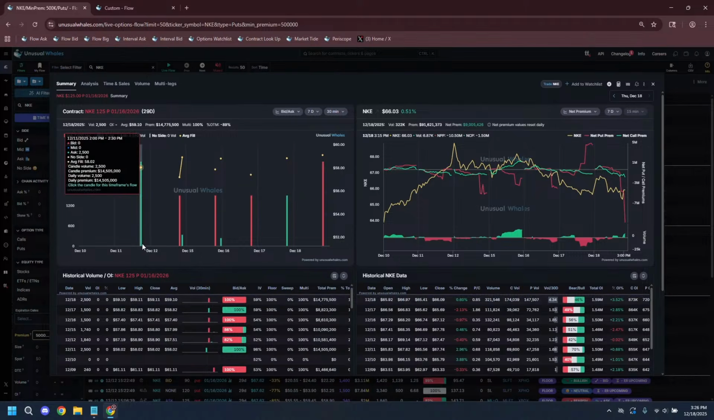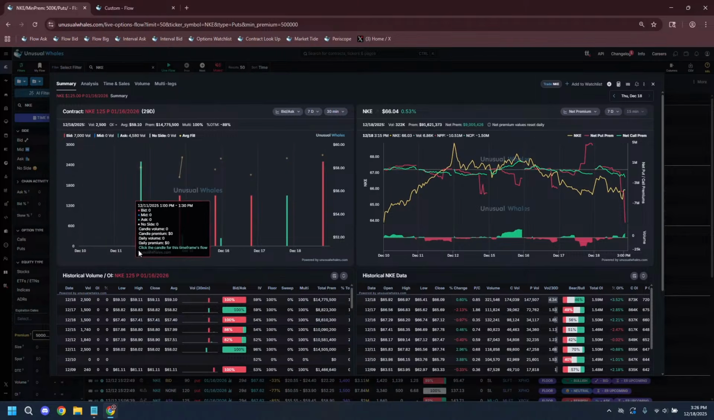So December 11th, this green candle right here, that's probably responsible for this little rip right here. But this actually means nothing. This is not actually anything.